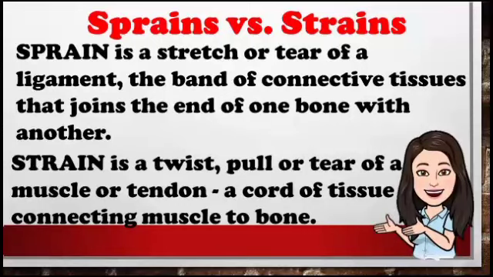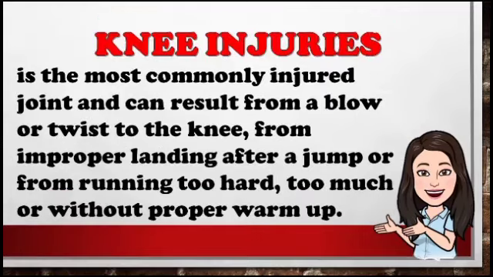Sprain is a stretch or tear of a ligament, the band of connective tissues that joins the end of one bone with another. Strain is a twist or pull and tear of a muscle or tendon, a cord of tissue connecting muscle to bone. Knee injuries: the knee is the most commonly injured joint and can result from a blow or twist to the knee, from improper landing after a jump, or from running too hard, too much, or without proper warm-up.